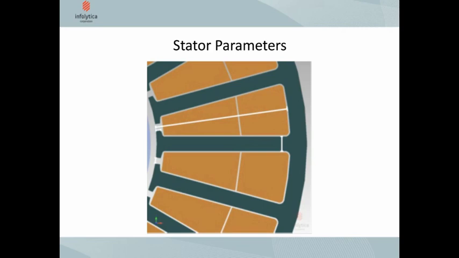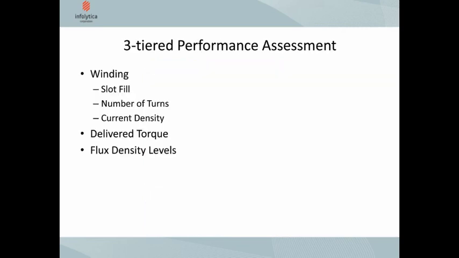Now, as we assess these machines, our first series of assessments is actually going to be a 3-tiered approach. And we're going to look at the winding. We're going to try and put as many turns of copper wire as we can into it. We're going to try and balance that with regard to the current density and monitor my slot fill. All of that while trying to deliver the required torque and keeping the flux density levels at a level which is tolerable.